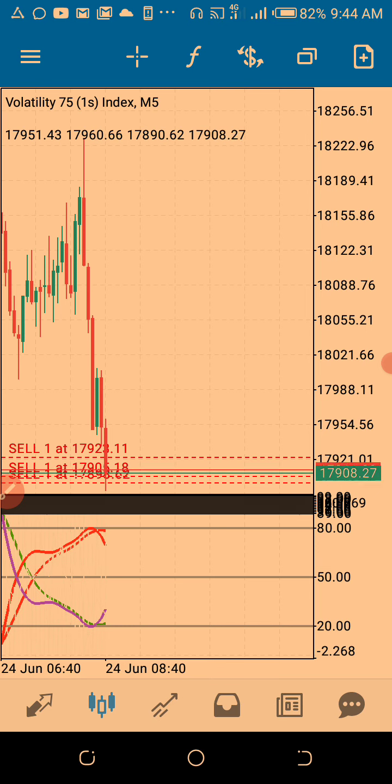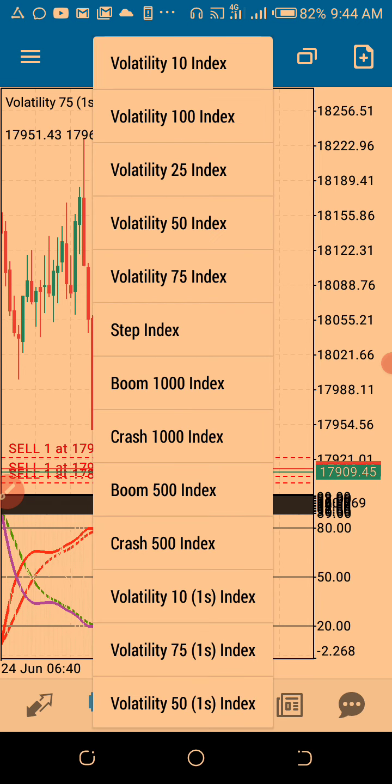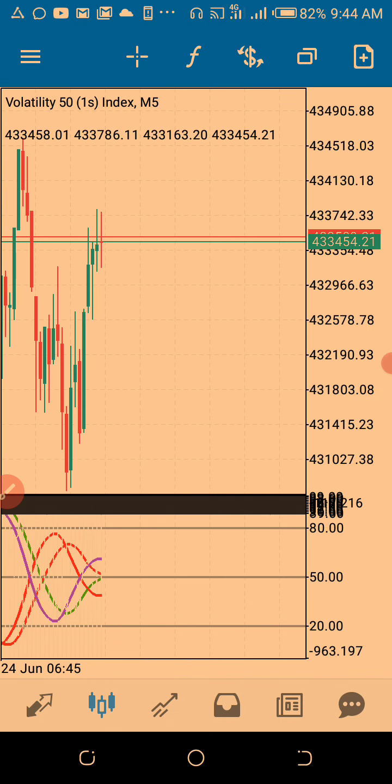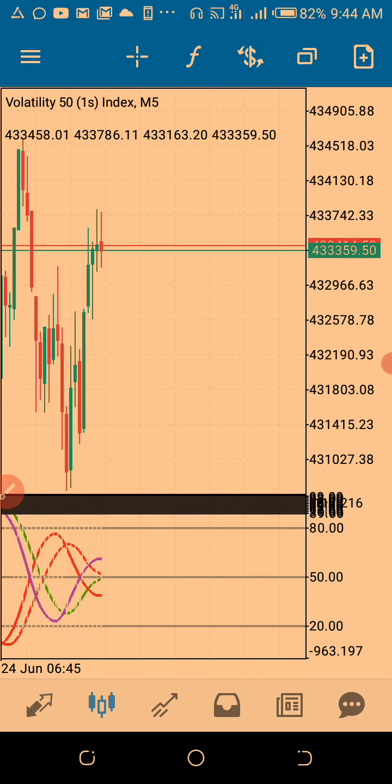Let us check for other signals. Let us check for V50 IS. Oh, this one is not near anywhere. So when you see it like this, just leave it.